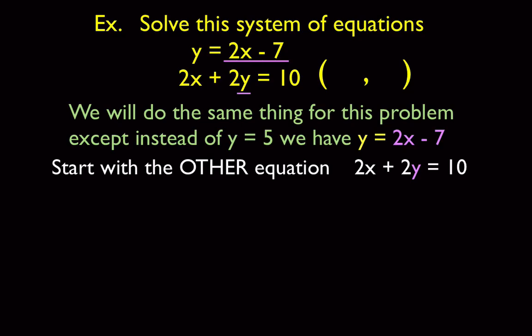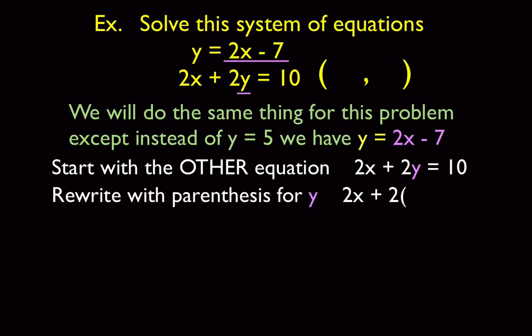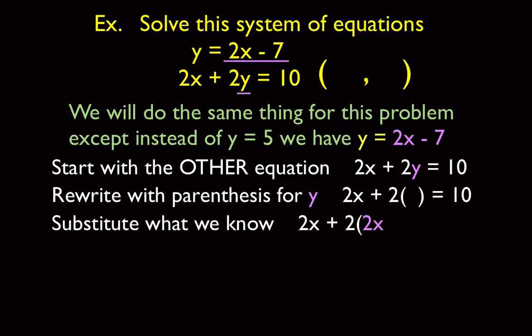Then I'm going to replace that letter, the y letter. Okay, in this case it's y because of the y equals. I'm going to replace that with an empty parentheses. I'm going to rewrite everything the same except I'm going to leave an empty parentheses. In that parentheses, I'm going to substitute in that 2x minus 7.